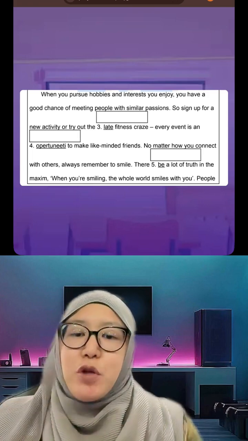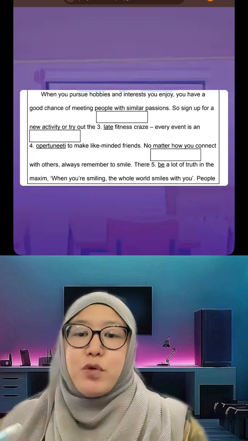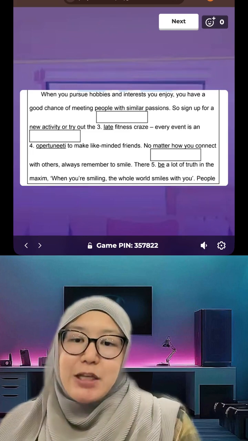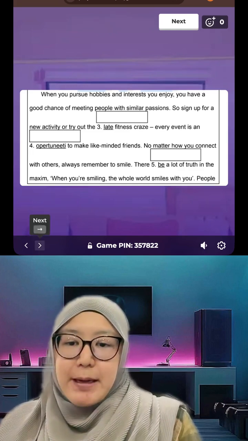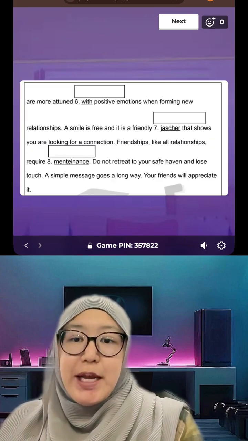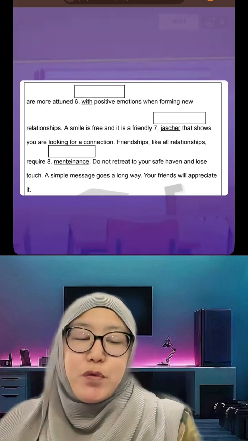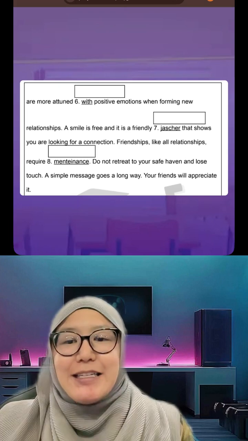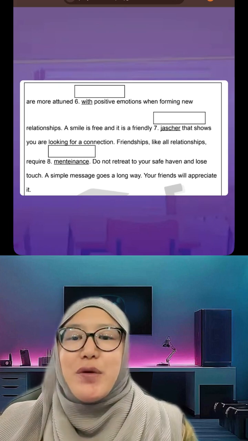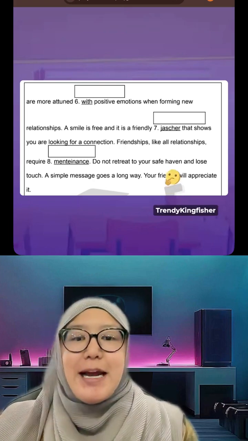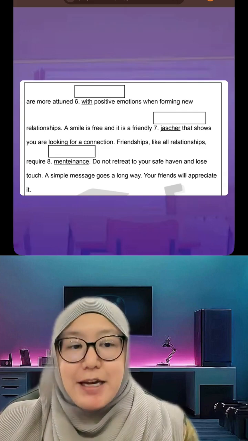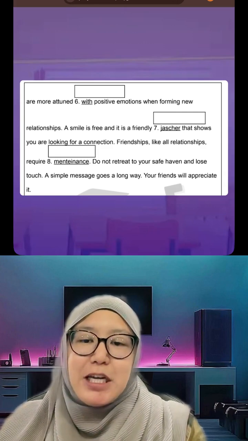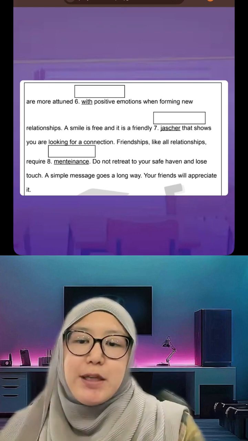Same wavelength. No matter how you connect with others, always remember to smile. There be a lot of truth in the maxim where when you're smiling, the whole world smiles with you. People are more attuned with positive emotions when forming new relationships. A smile is free and it is a friendly gesture that shows you're looking for a connection. Friendship, like relationships, require maintenance. Do not retreat your safe haven and lose touch. A simple message goes a long way. Your friends will appreciate it.